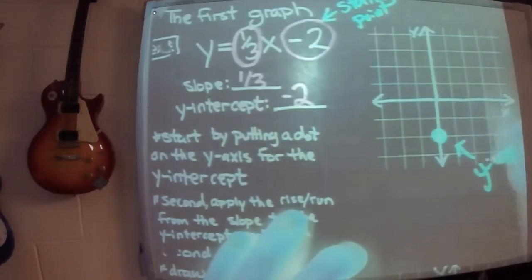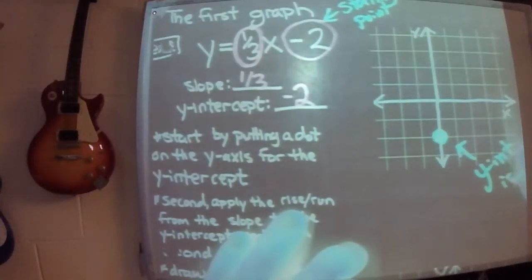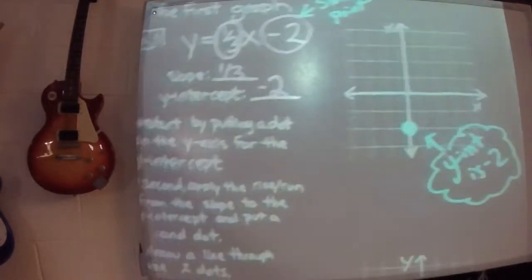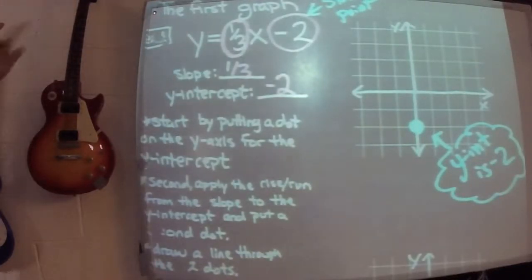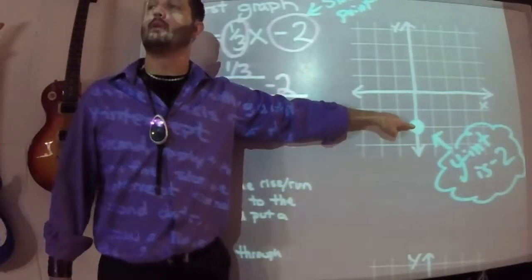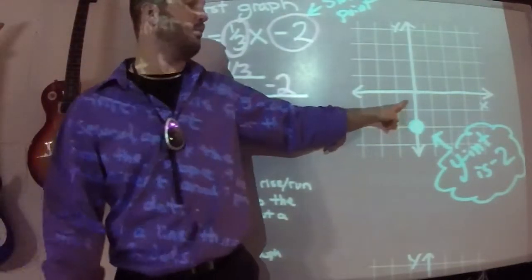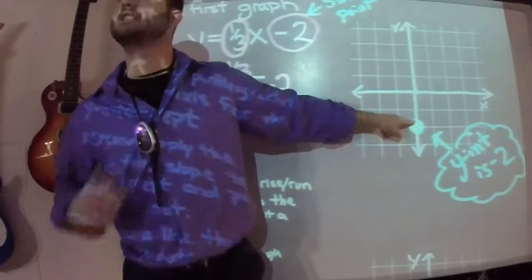That is the y-intercept. Y-intercept is -2. Now go to that point and apply the slope. What is the slope? 1/3. So up 1 and over 3. Apply the slope from here.